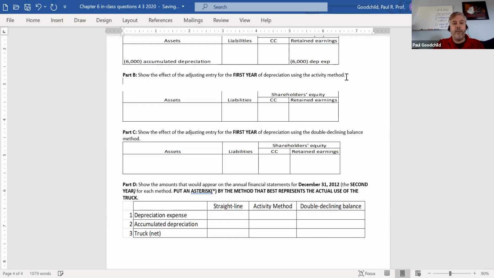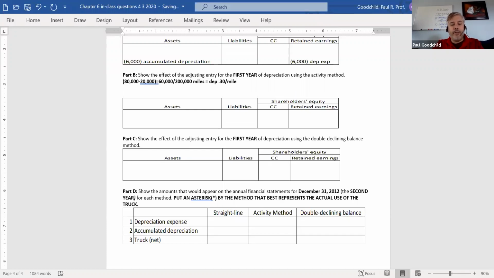Now this one's asking for using the activity method. And so the activity method says, okay, we're going to take our historical cost, we're going to subtract out the salvage value. So that equals the 60,000, and we're going to divide that by 200,000 miles. And so our depreciation is going to be 0.30 per mile. And in that first year, 24,000 times 0.3 equals $7,200.